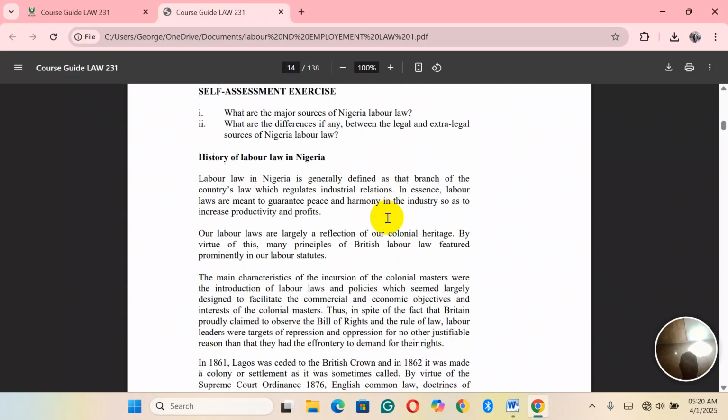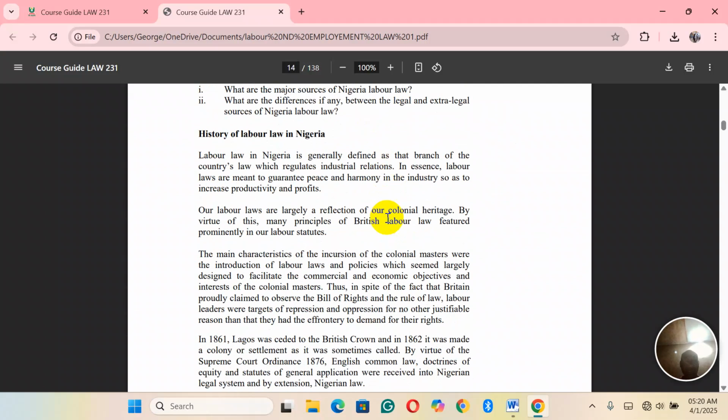And so we're looking at the history of labor law in Nigeria. Labor law in Nigeria is generally defined as the branch of a country's law which regulates industrial relations. In essence, labor law is also meant to guarantee peace and harmony in the industry so as to increase productivity and profit. Our labor law is also largely a reflection of our colonial heritage. By virtue of this, many principles of British law feature prominently in our labor statutes.